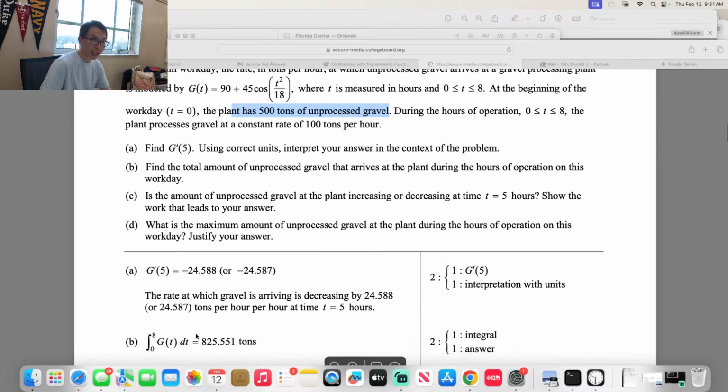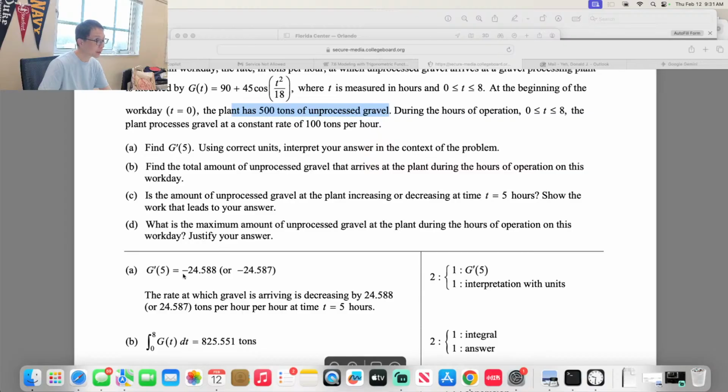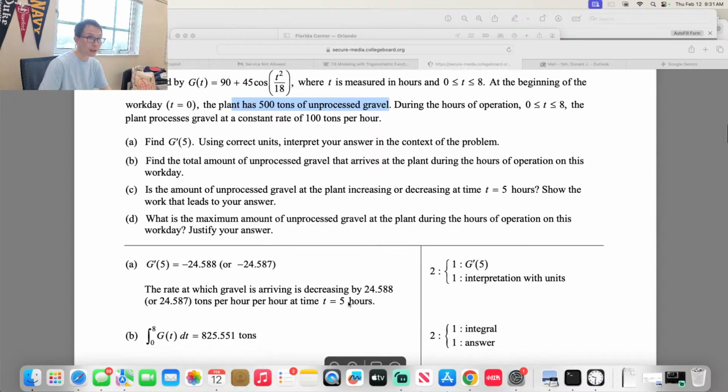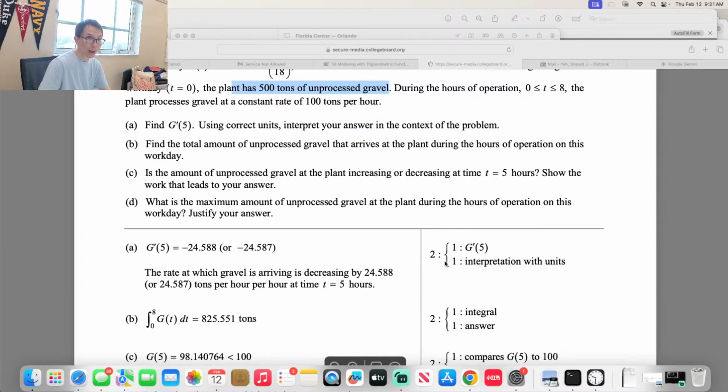Okay, so for the second part, the rate of gravel arriving is decreasing at 24.588 tons per hour. Yeah, you can do this. You have to make sure it's per hour, because that's the rate of the rate. Because you take a derivative of a rate, that means you have an extra hour on the bottom here. So they told you there's 2 check marks here. One's G prime, one's the interpretation with the units.